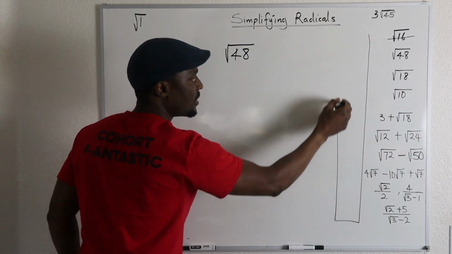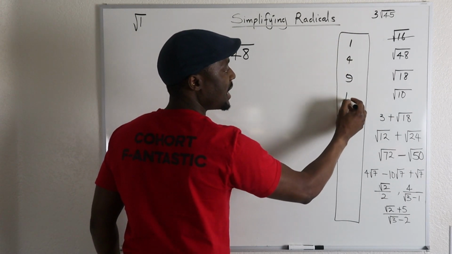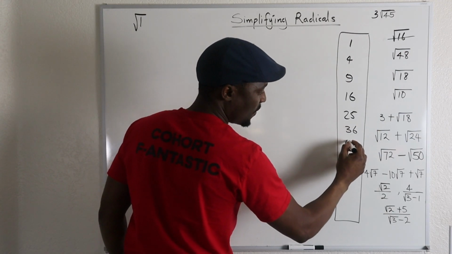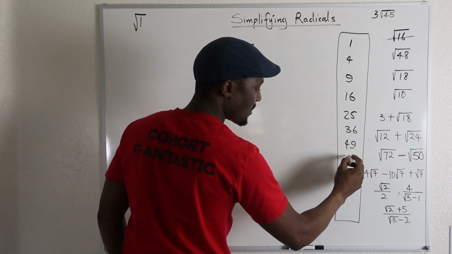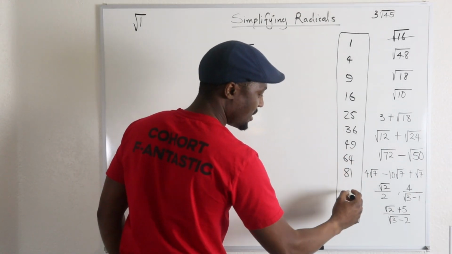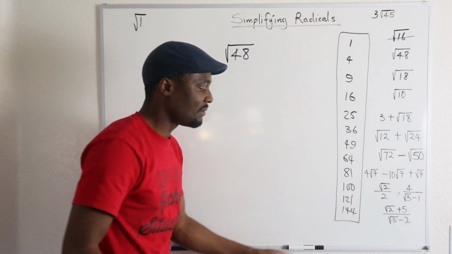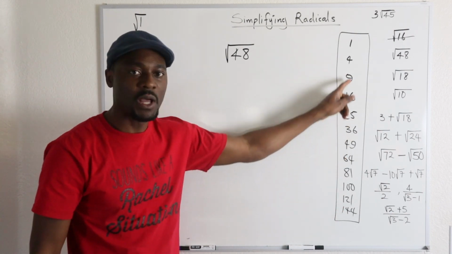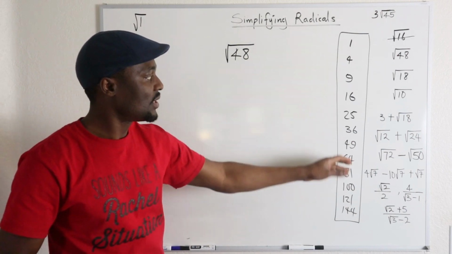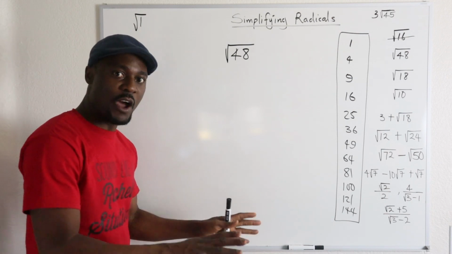column here. So you're looking for numbers like 1, 4, 9, 16, 25, 36, 49, 64, 81, 100, 121, 144, like that, because the square root of these numbers are whole numbers. So it's easy for you to establish simplified expressions using these numbers. So this is how you're going to solve this.